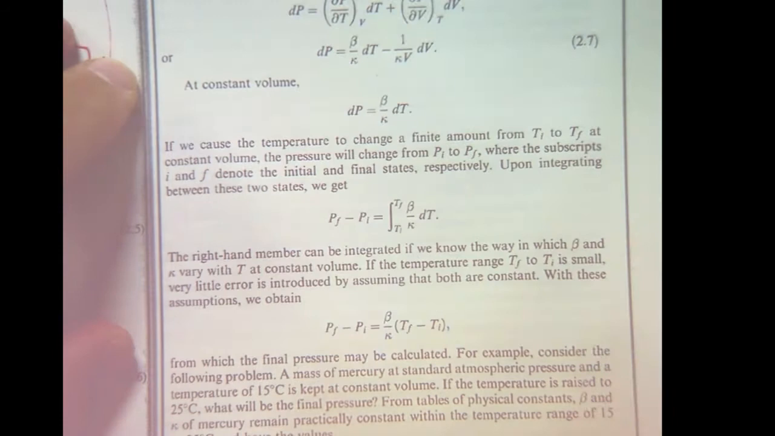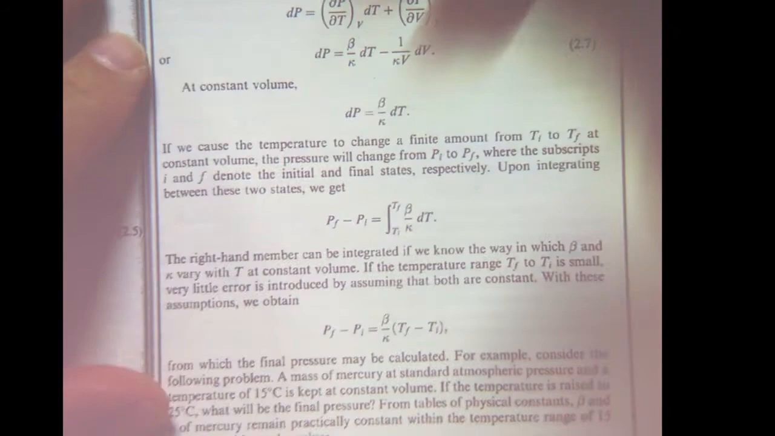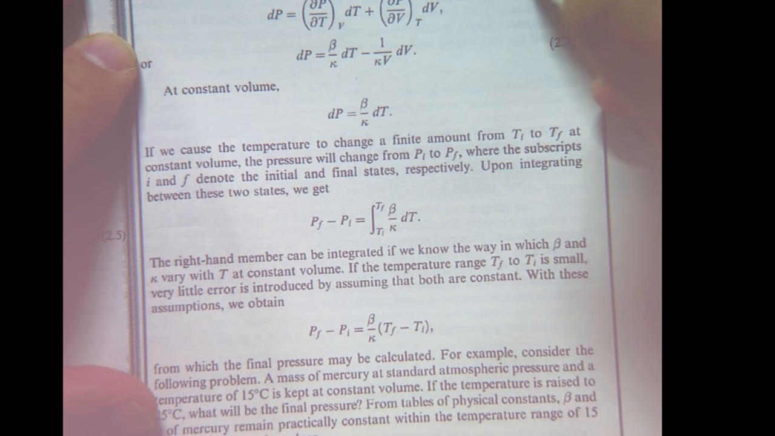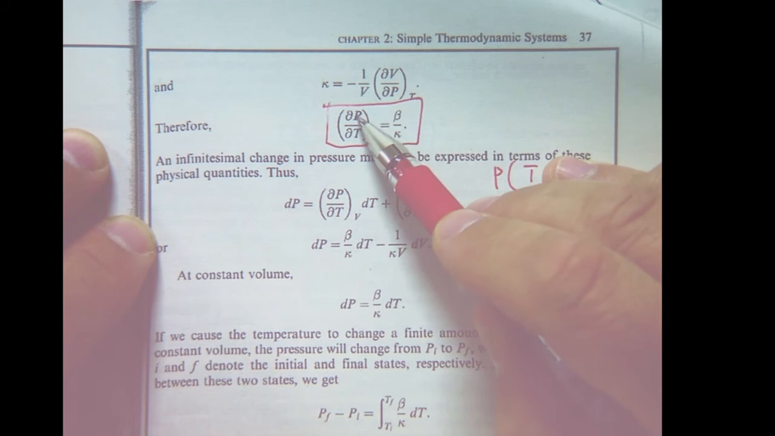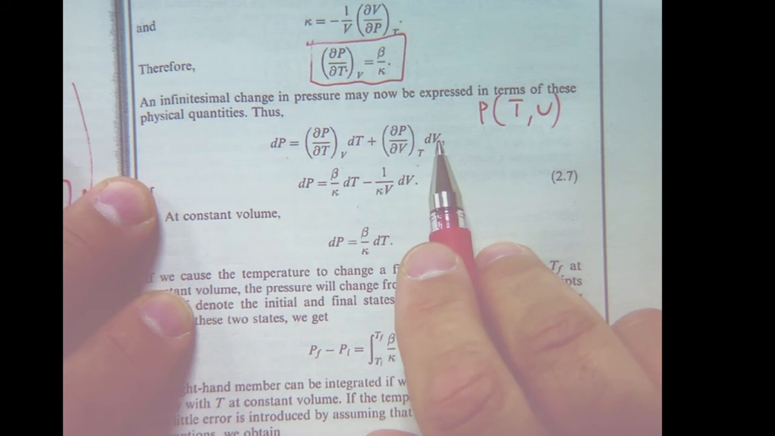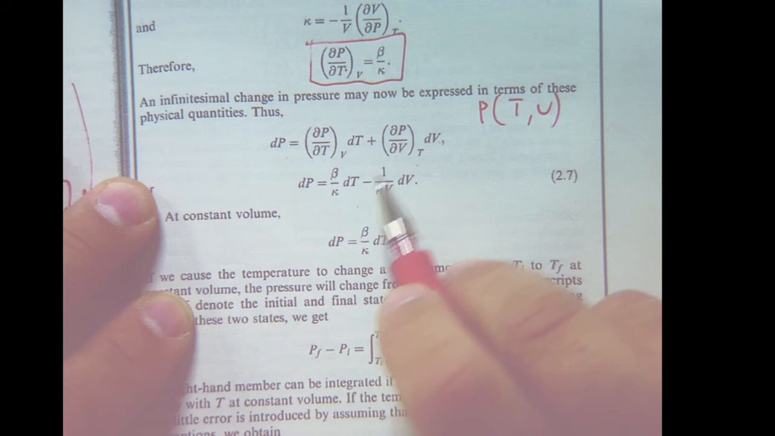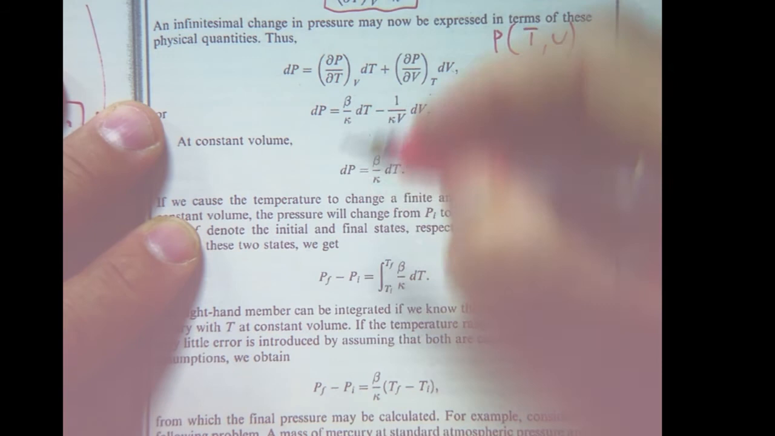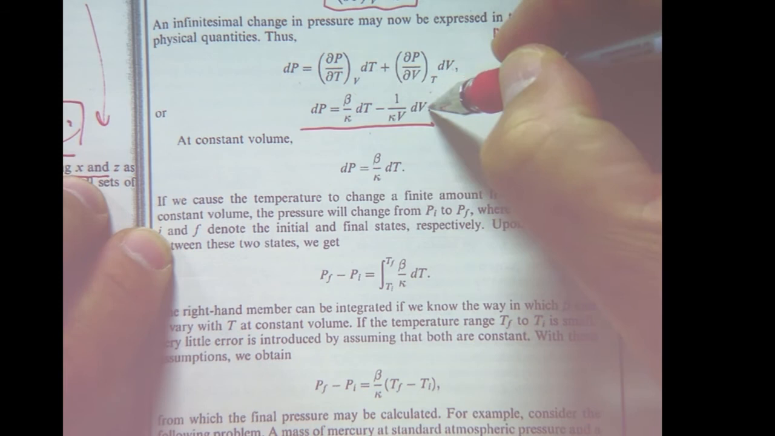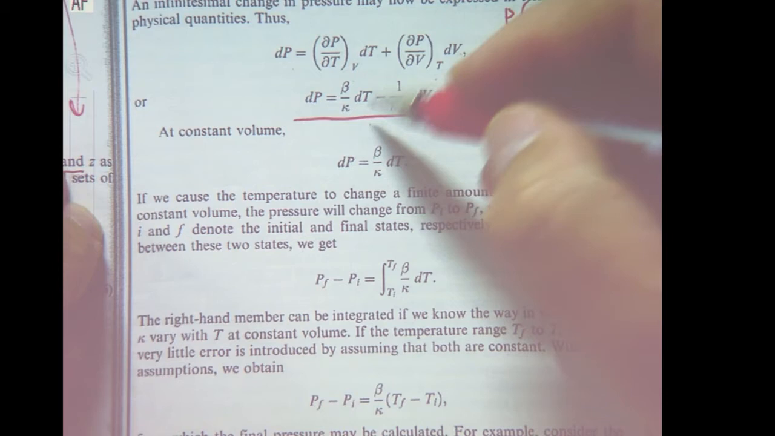If the pressure is a function of temperature and volume, this says that you're taking the derivative of the pressure with respect to the temperature with the volume constant. So the relationship between differentials is dp equals dp by dt at constant v times dt plus dp by dv at constant t times dv. And that, as we just saw, is beta on kappa, and dp by dv is minus 1 on kappa v. So this equation of differentials can be expressed in terms of properties of matter. Now, if the volume is constant, so dv is 0, then you just have dp equals beta on kappa dt.